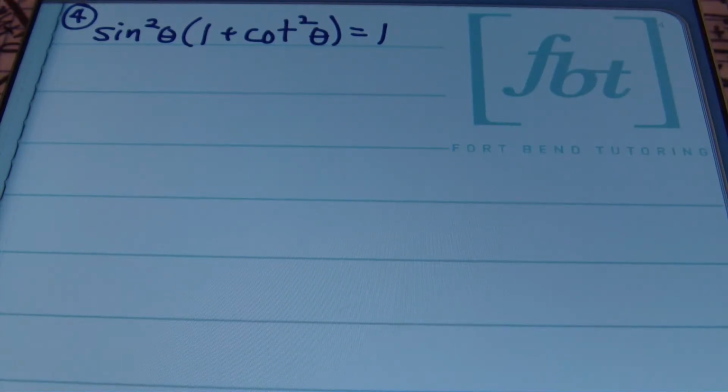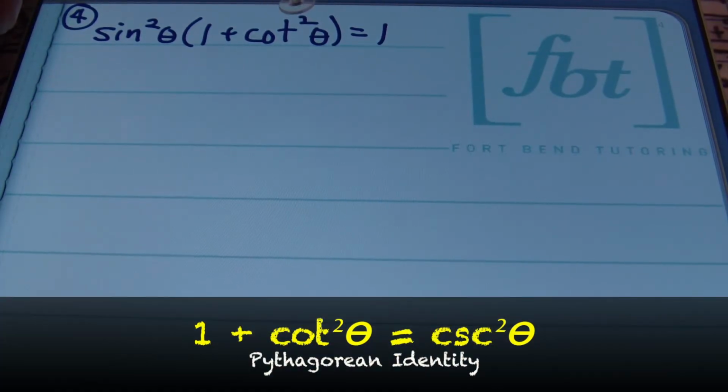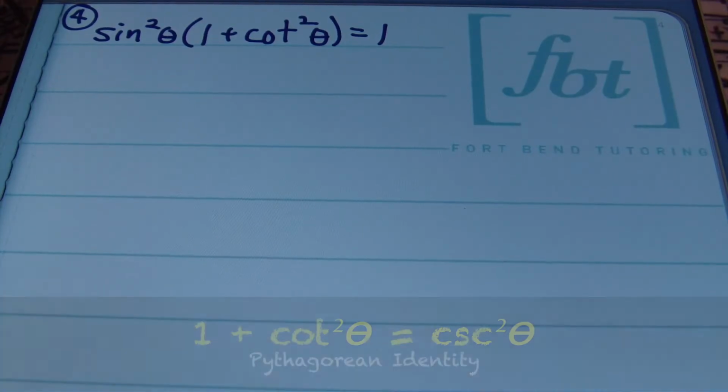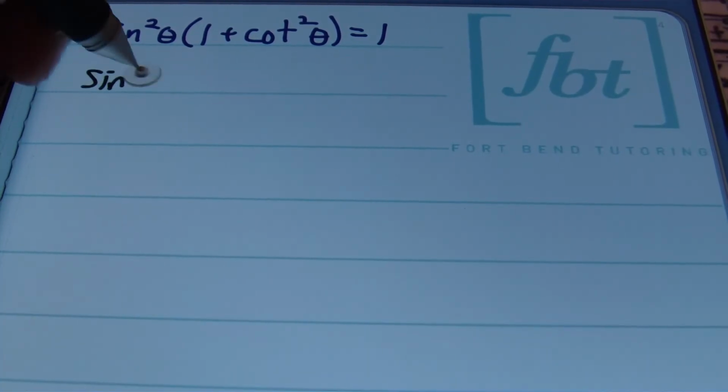So here, what I do notice is that, once again, I have a Pythagorean identity. And that is that 1 plus cotangent squared theta is equivalent to cosecant squared theta. And I'll write that down right now. I'll have sine squared theta.